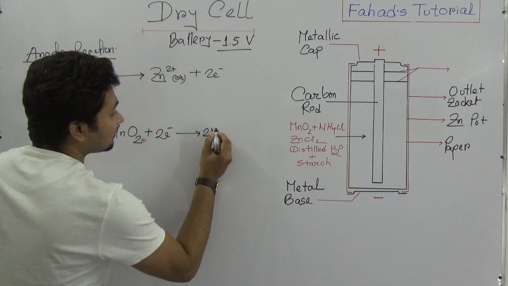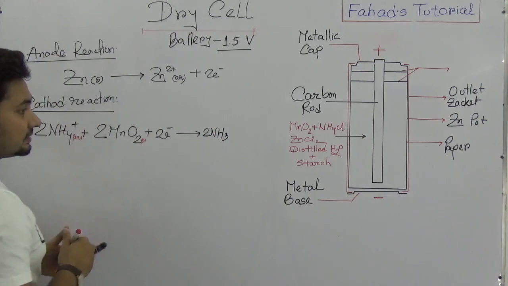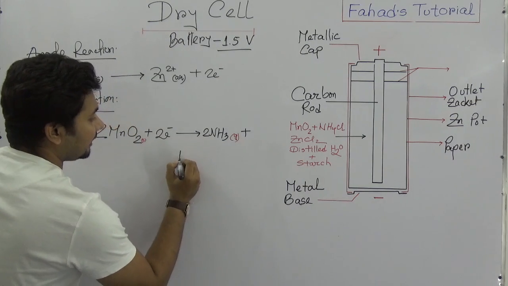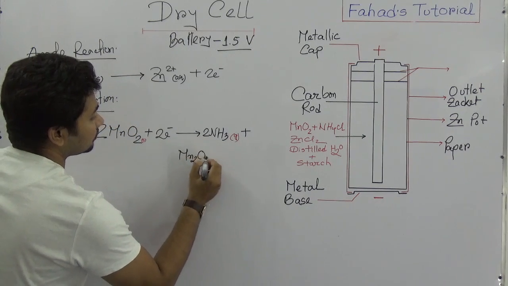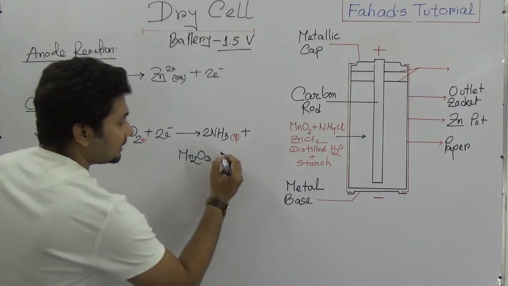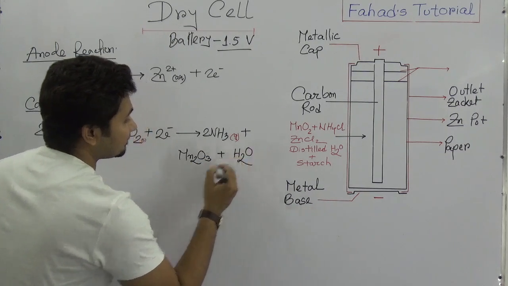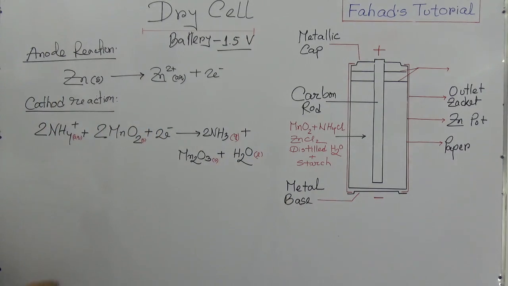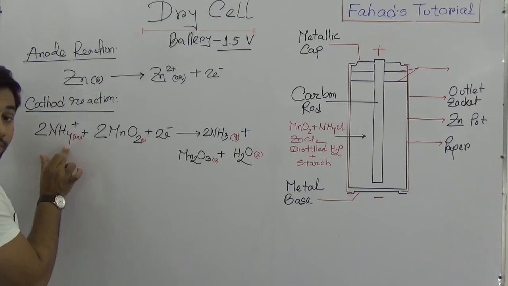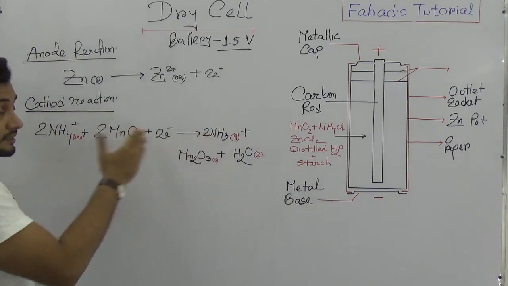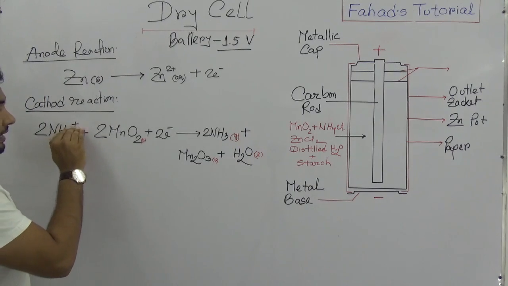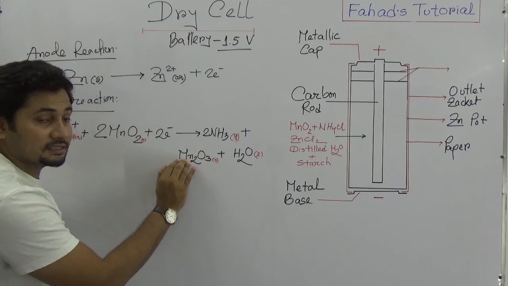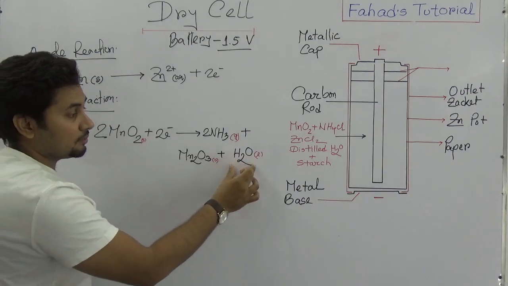Then the products: 2 ammonia, which would be gas, plus Mn2O3, which is solid, and water will also be produced, which is liquid. So you see that because ammonium chloride is there, the ammonium ion will turn into ammonia gas. Manganese dioxide will turn into dimanganese trioxide, and water will be produced.